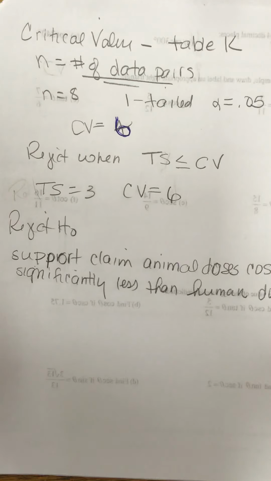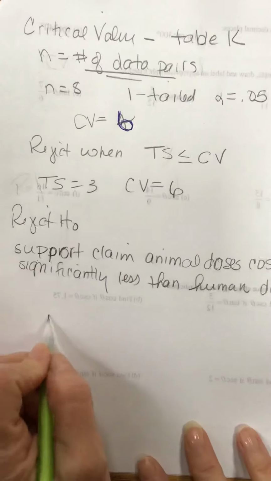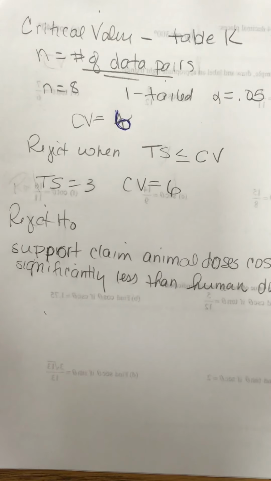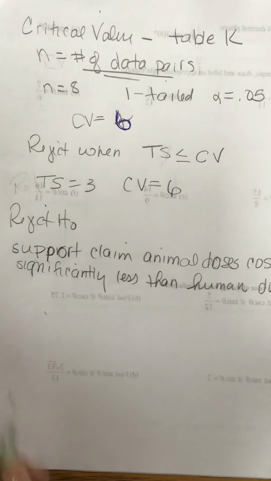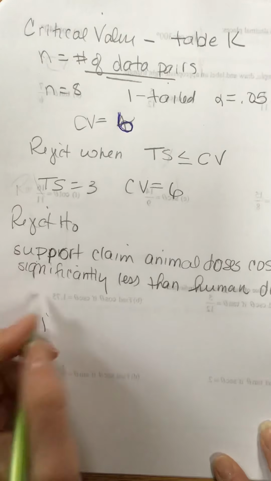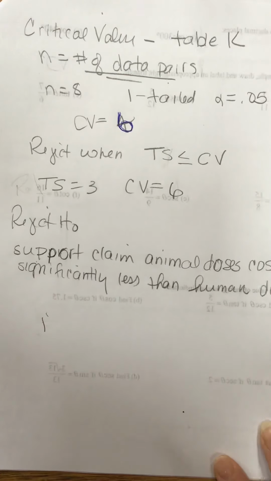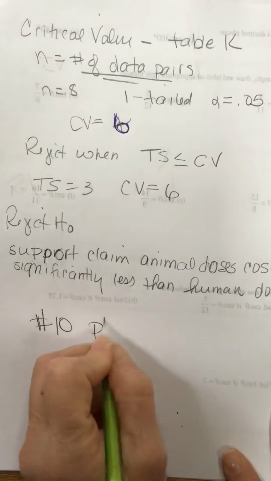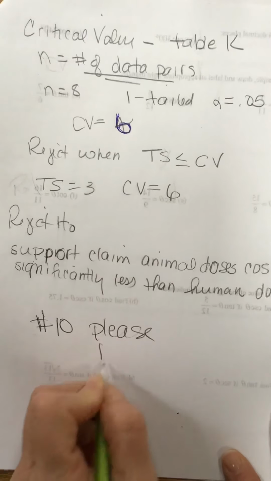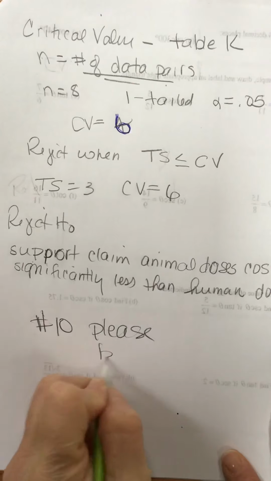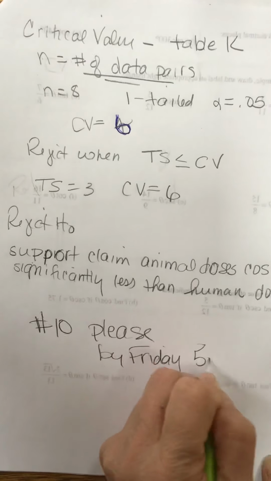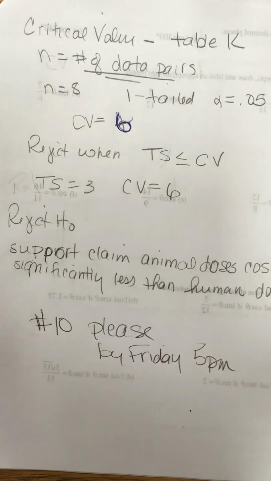Today is Tuesday. By Friday, if you could submit, I just did number 9 with you. If you could do number 10, please. By Friday. We'll say the close of business Friday is 5 p.m.